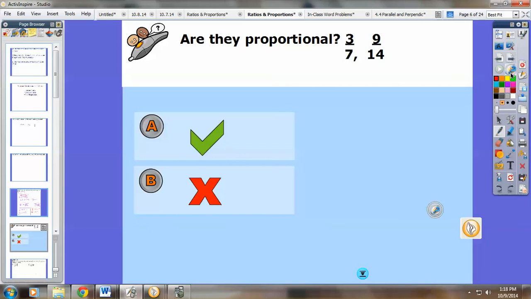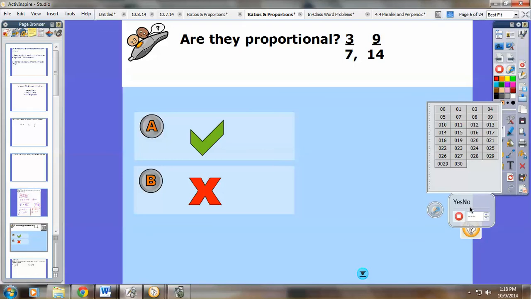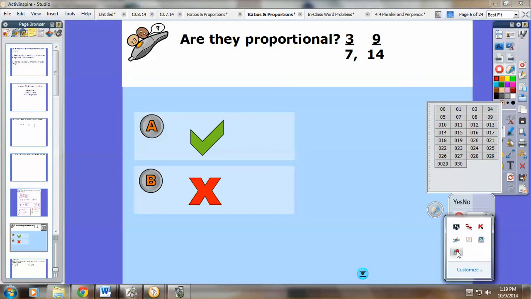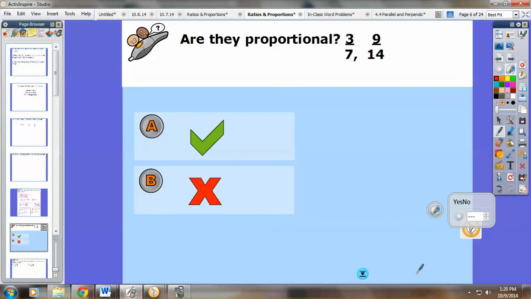You have a clicker so you can send in yes or no. A is yes, B is no. Just to verify how we got our answer, did you do 3 times 14? Yeah. 3 times 14 is 42, and 7 times 9? They're not equivalent, so of course no is the right answer.